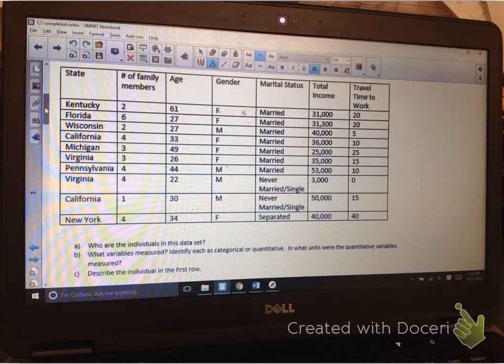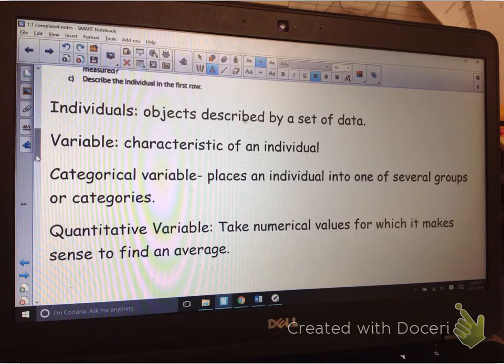Well, in order to do this, you need some definitions. First, you need to know what an individual is. Individuals are objects described by a set of data. Objects just basically means it can be a person or a thing. A variable is what you are measuring, like I'm measuring hair color or I'm measuring height. It's going to change for each individual.